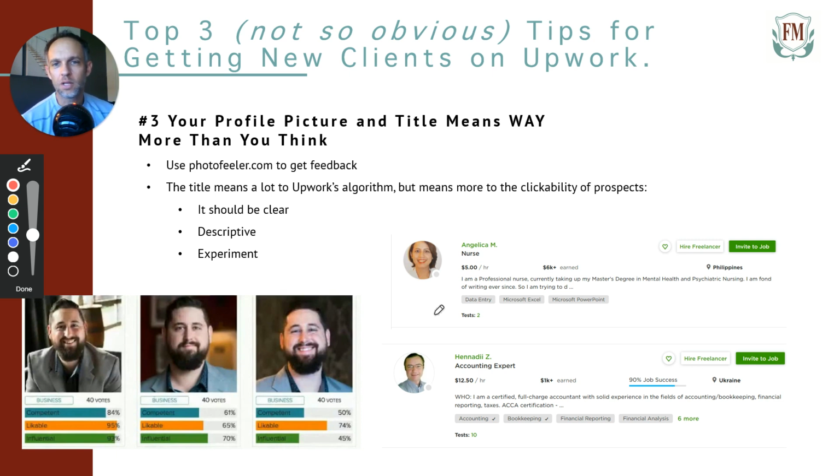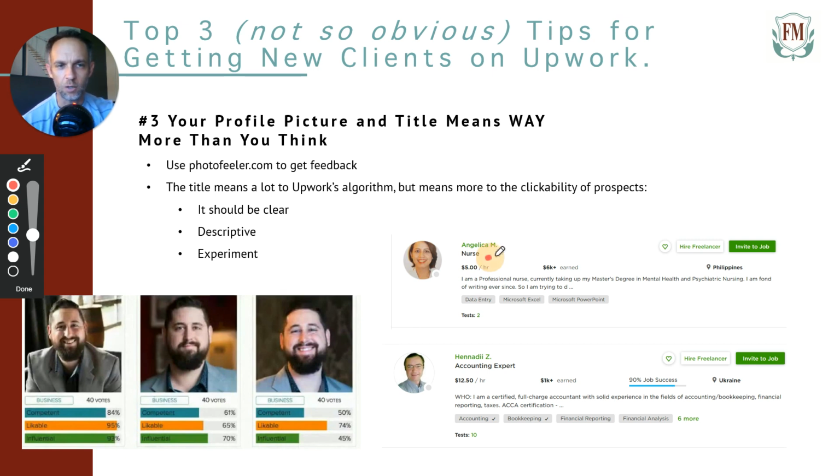And also the title. It means a lot to Upwork's algorithm, but it also means more in regards to the clickability of prospects. So your title should be clear, it should be descriptive, and you should experiment on different titles. Put one title up there and see how well your profile is viewed, and you can see it under My Stats in your profile: how many times your profile is viewed. Then change it to another title. I'm always experimenting with my title.